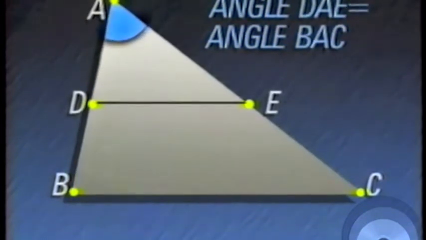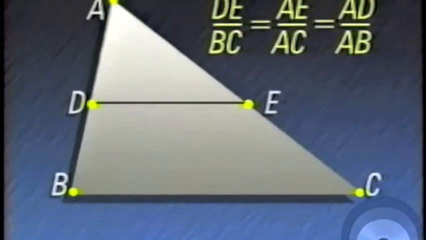The angle at the vertex A is common to both triangles. The two triangles are equiangular, and this means they are the same shape, and in terms of geometry, they are similar. Now that we have established that the triangles are similar, we can assert that their corresponding sides are proportional. Corresponding sides means sides opposite the same angles. So in this case, the ratio of DE to BC is the same as the ratio of AE to AC, which is the same as AD to AB.